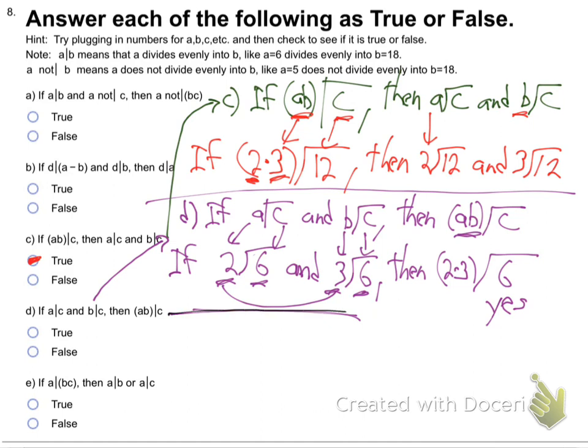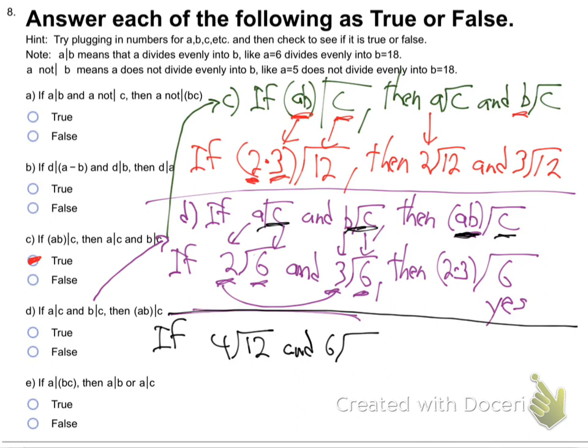But is this thing always true? It turns out no. Let me show you a case that'll break it. We're saying if A and B both go into a number, then them multiplied goes into that number. Well, no, that's not always true. How can I prove it? If 4 goes into 12, and 6 goes into 12, right?